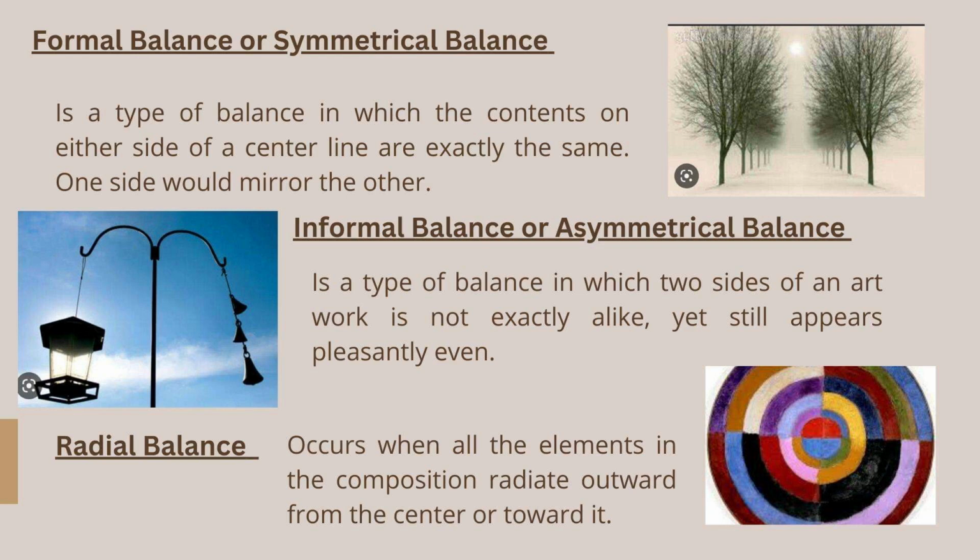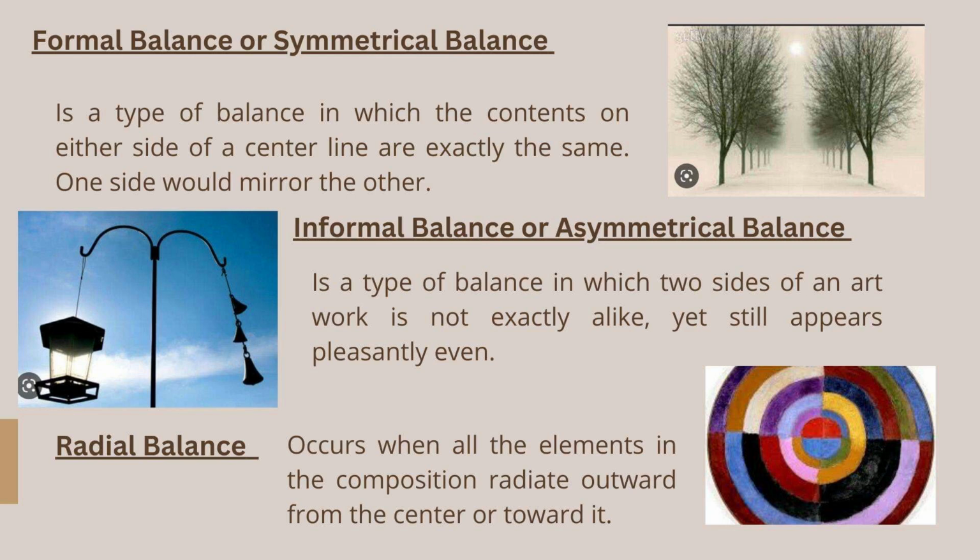And informal balance is a type of balance in which two sides of an artwork are not exactly alike, yet still appear pleasantly even. As you can see, that is an example of informal balance. There are many examples of informal balance. It could be faces, because there are faces that have asymmetrical balance. Just like me, my face is asymmetrical.